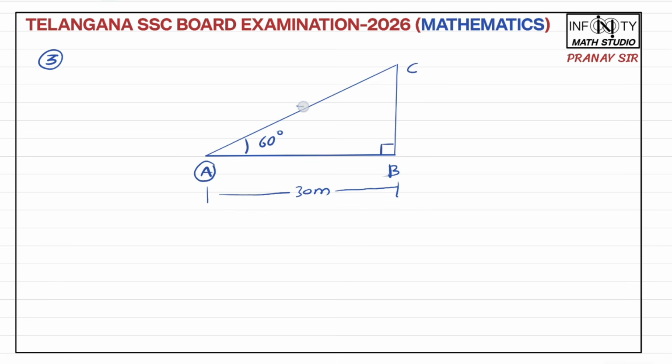If you want, you can highlight this way. This is the line of sight. It is completely optional. If you write it, you will get the impression of the evaluator. Now BC is the height of the tree. This much if you write, you will get 2 marks for sure.